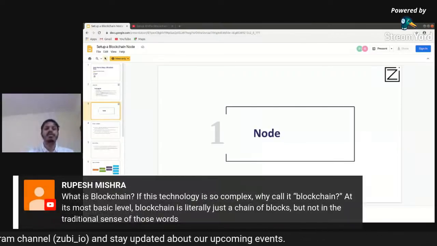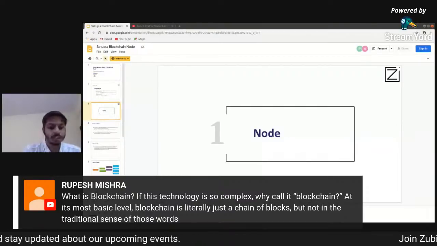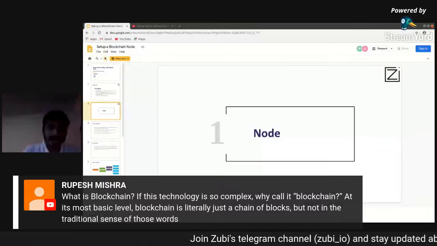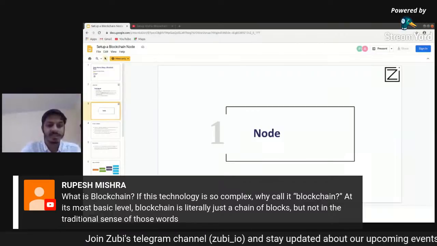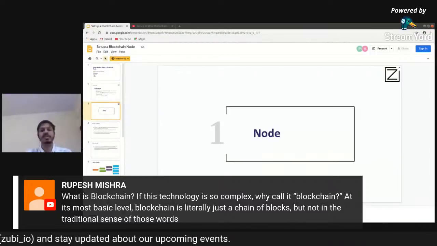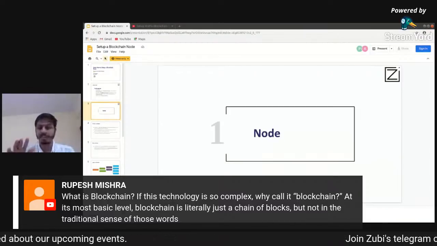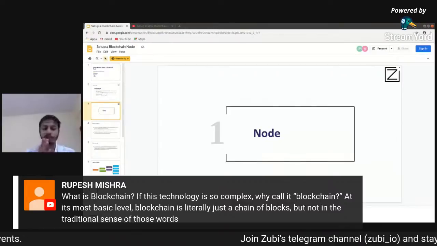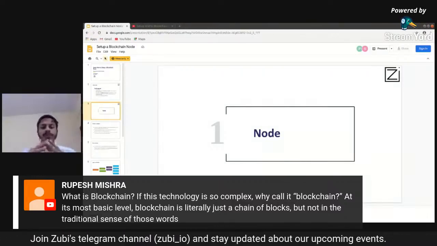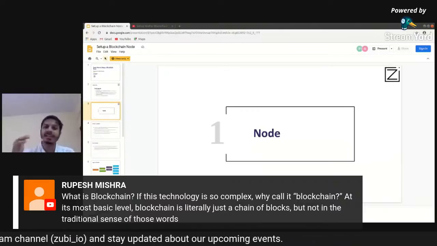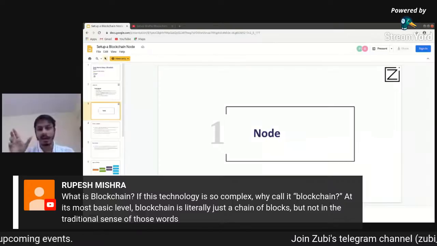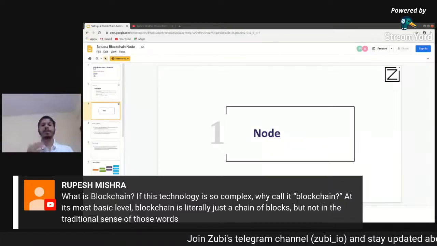Okay, there's an interesting question by Rupesh. What is blockchain? If this technology is so complex, why call it blockchain? At its most basic level, blockchain is literally just a chain of blocks, but not in the traditional sense. Let's step back to the topic. Every block contains a series of transactions. Transactions are nothing but to and from a particular wallet, which is kind of a ledger.